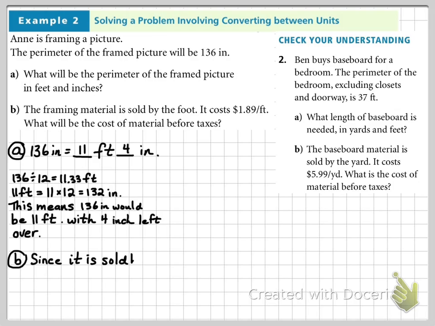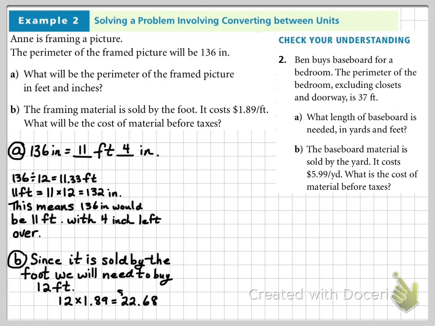B. Since it's only sold by the foot, I'll have to purchase 12 feet, one more than 11 feet, 4 inches. So 12 whole feet times the cost of $1.89 is going to give me a cost of $22.68 before taxes.